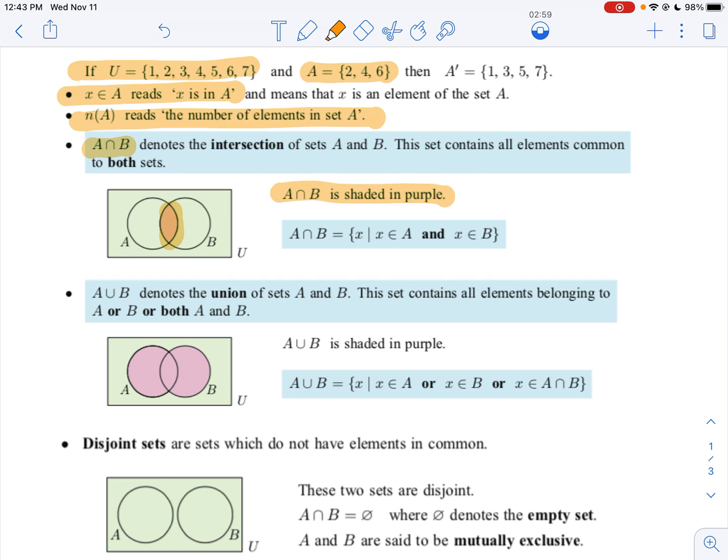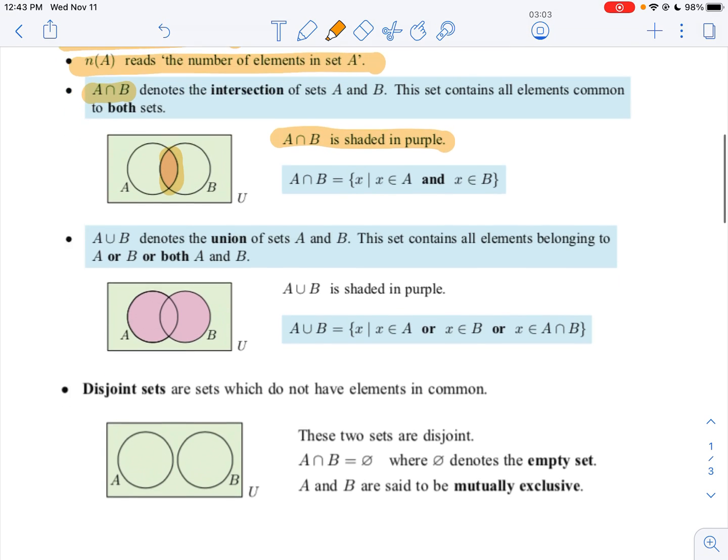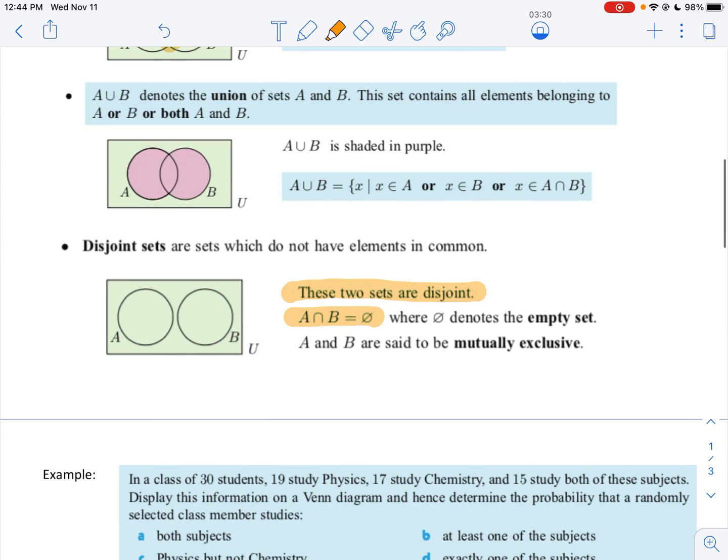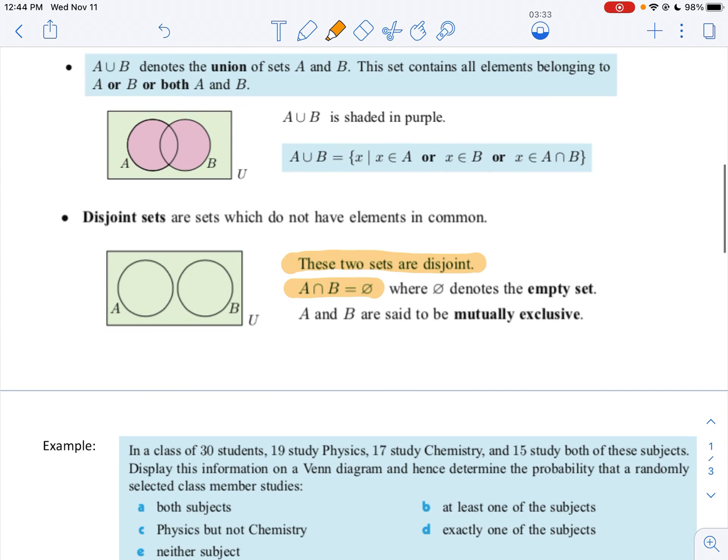That means it's all the elements belonging to either or both. Disjoint sets are sets that have nothing in common. So in this picture here, hopefully you can see, they have nothing in common. There's nothing in an overlapped spot. So we would say these two sets are disjoint and A intersect B is the empty set. That means they have nothing in common, and A and B are said to be mutually exclusive. That means they have no common elements.